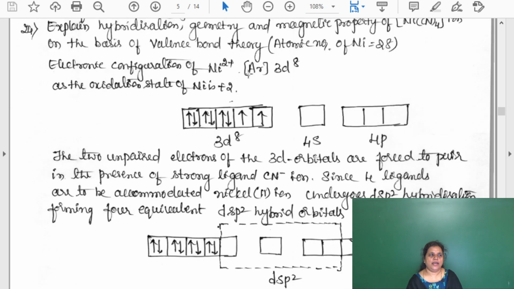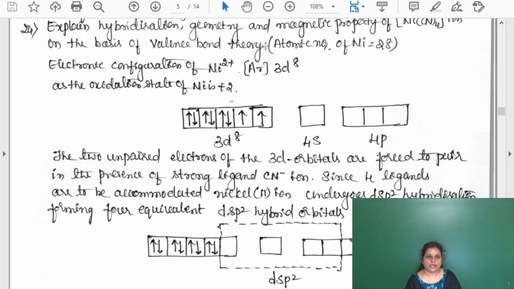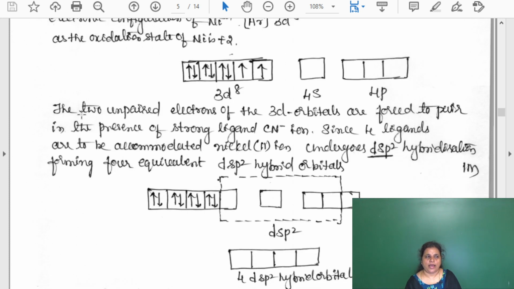Move on to the next question. Explain hybridization, geometry and magnetic property of tetracyanonickelate(II) ion on the basis of valence bond theory. The atomic number of nickel is given, that is 28. First you have to write the electronic configuration of nickel in the 2+ state: argon 3d8. Now you have to write the block diagram to distribute the electrons: 3d8, 4s and 4p. In the 3d orbital, there are 2 unpaired electrons as I have given.